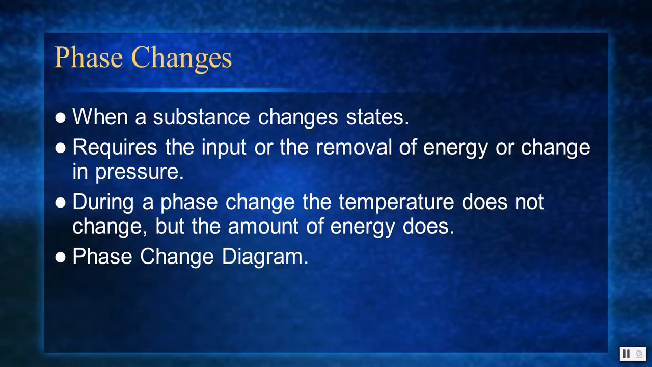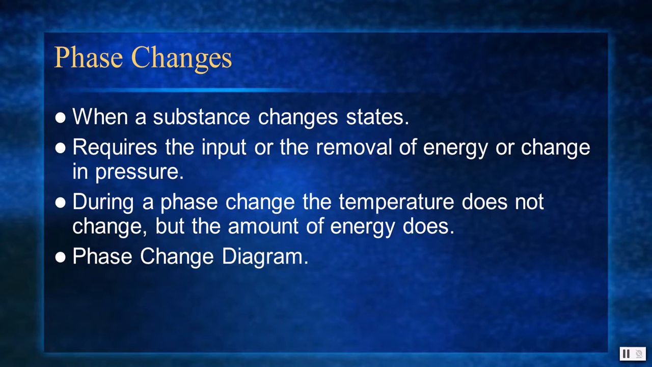Okay, so a phase change. A phase change is when the substance changes states. It requires the input or the removal of energy or a change in pressure. Ice doesn't just melt. If it's kept at the same temperature, it'll stay ice. If you put it out in the sun, it starts to melt. But the sun is adding energy to that, and that's why the phase change occurs.